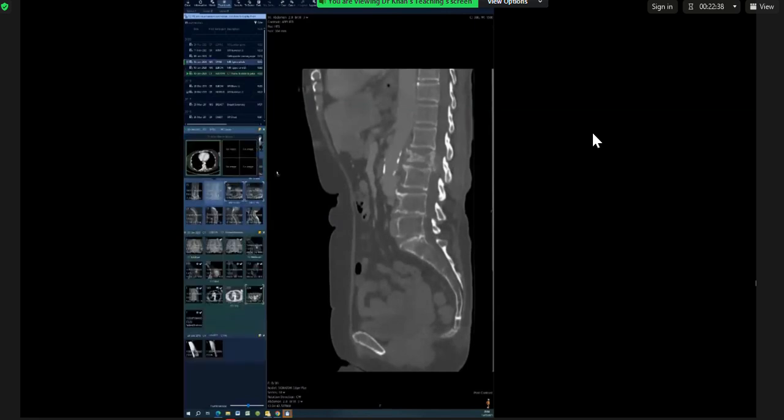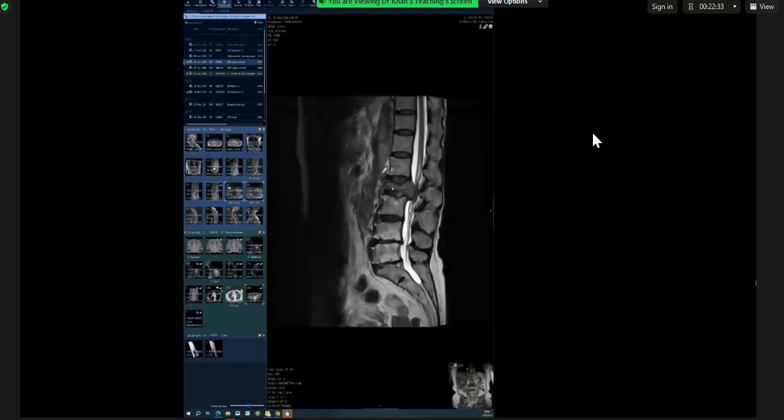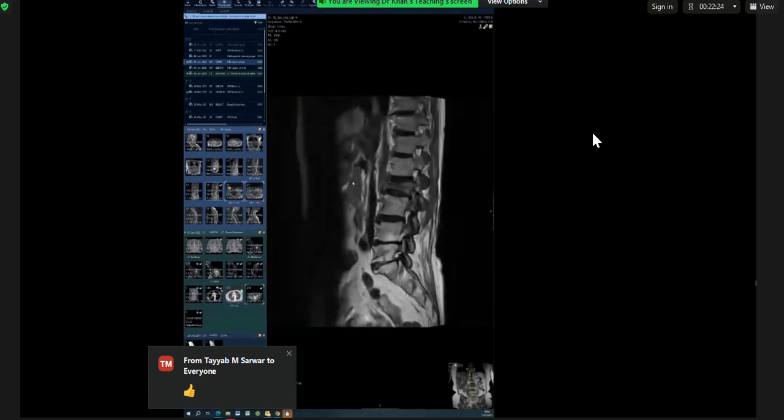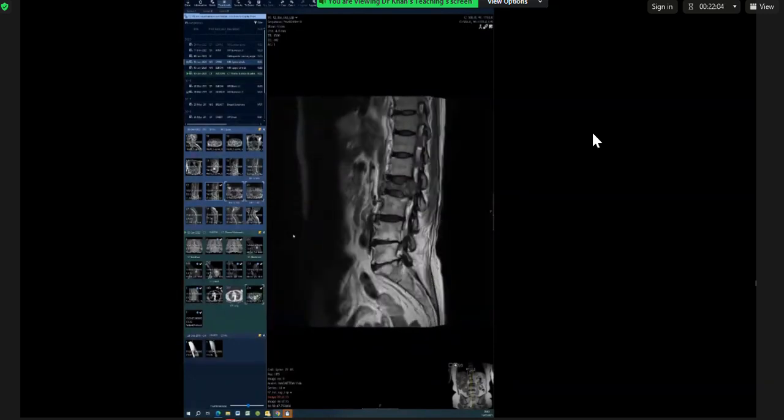What sequence would you like to see? T2 weighted sagittal. Okay. There you go. If this is on your reporting file, what do you want to do? Yeah, I will immediately communicate these findings to the referring clinician as there is severe compression of the spinal canal. So this patient needs urgent decompression of this metastatic lesion. Okay.